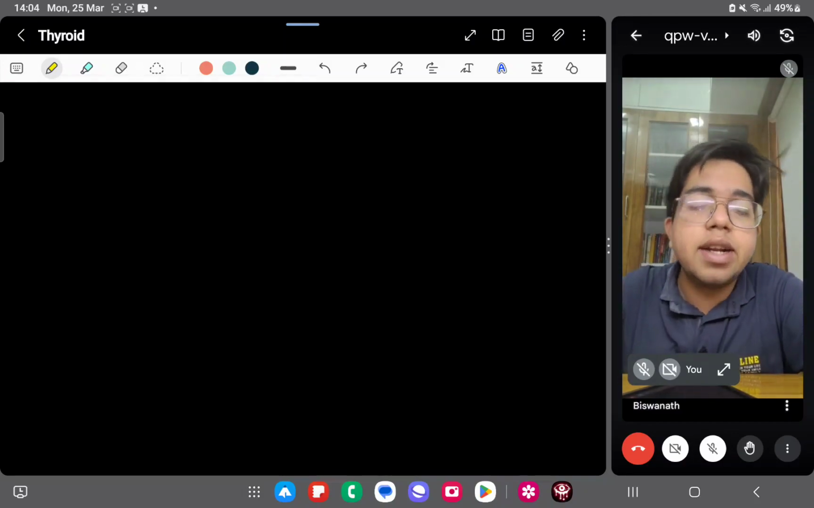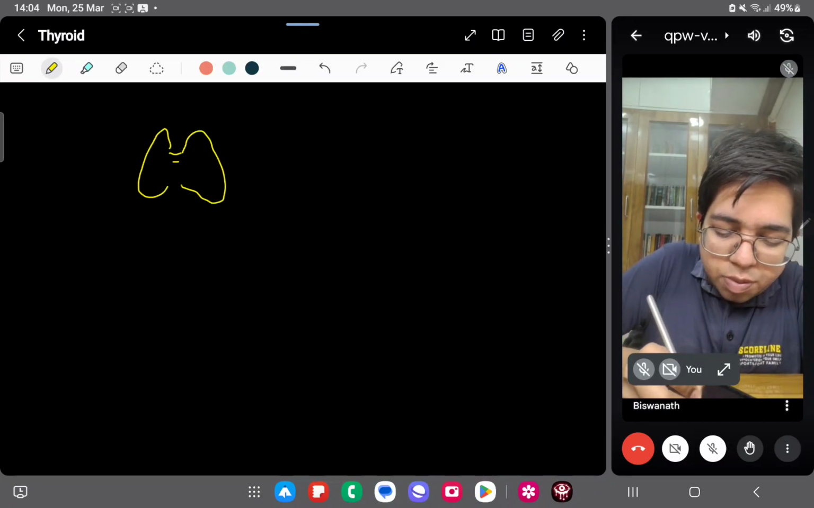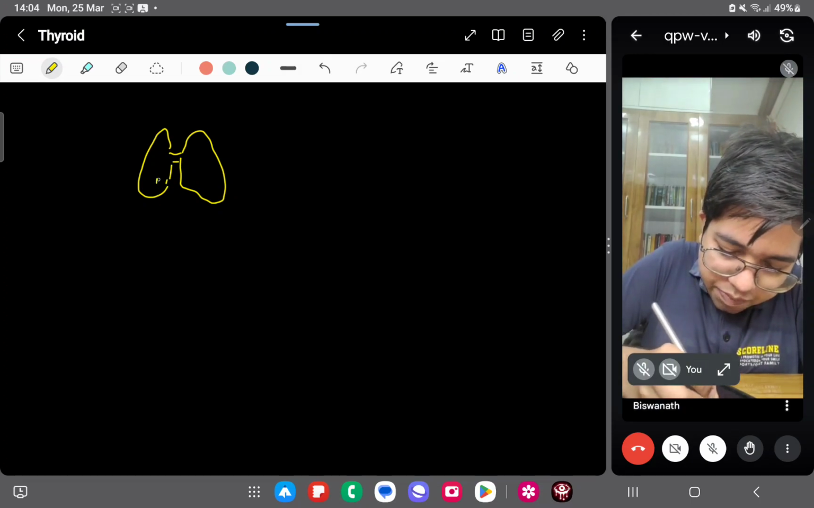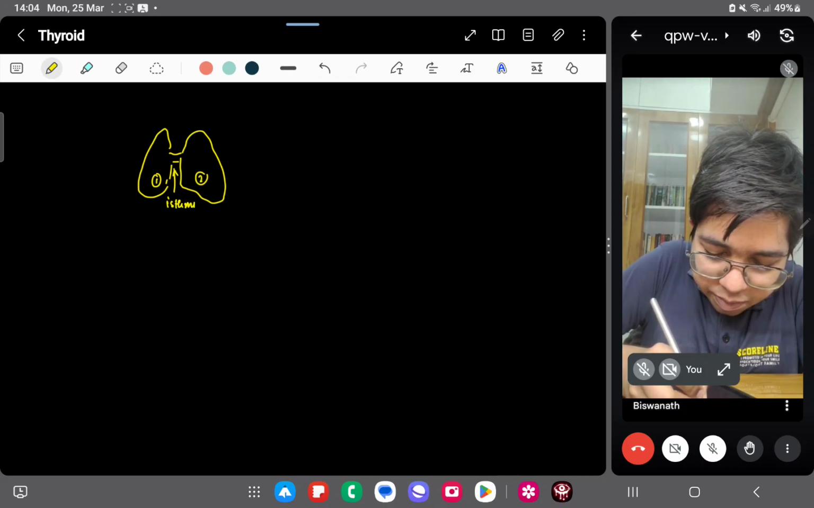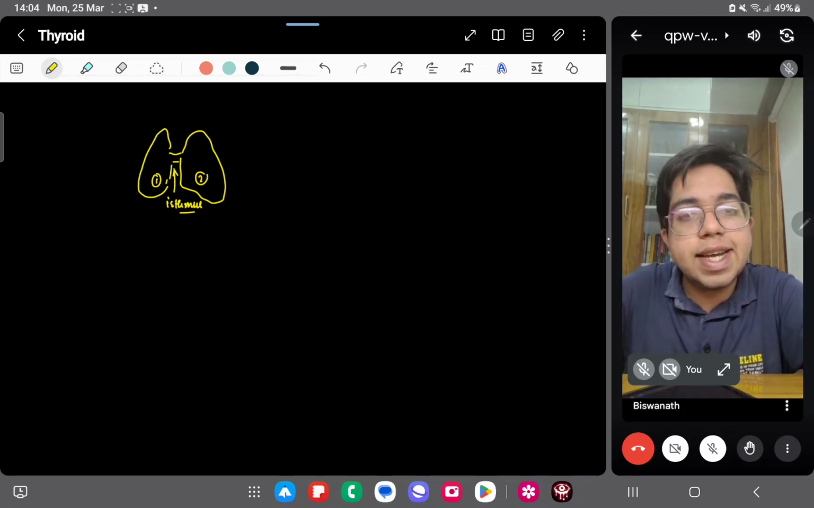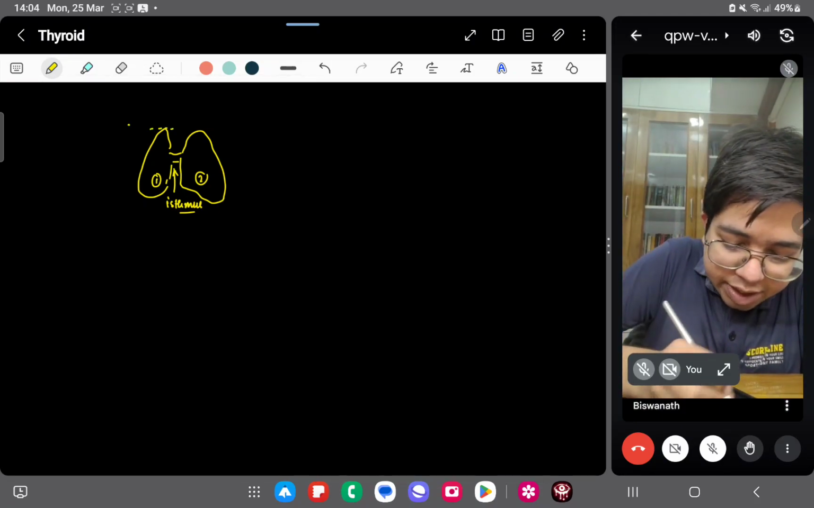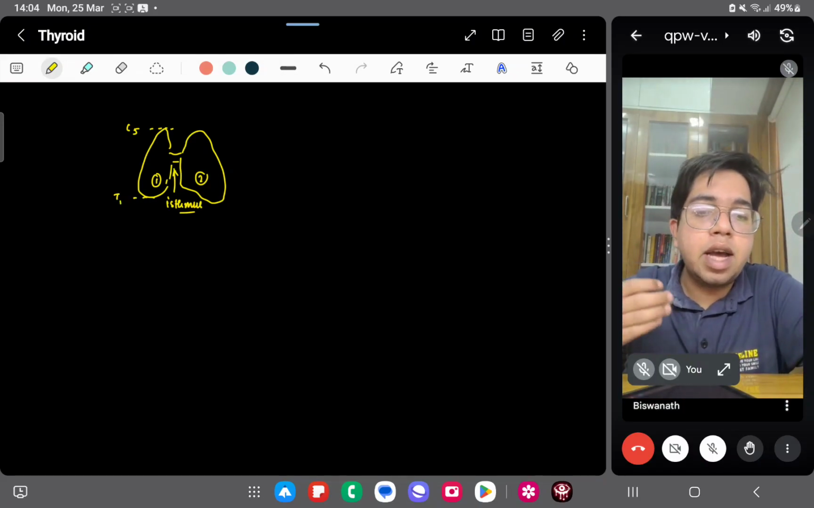So thyroid gland is an endocrine gland. You must have seen the gland. It has two lobes. Just pardon my drawing. First lobe, second lobe, and an isthmus in between. This is the basic structure of the thyroid gland. What is its extent? Extent is from C5 level to T1 level. Basic extent is C5 to T1, although it may vary according to the size.